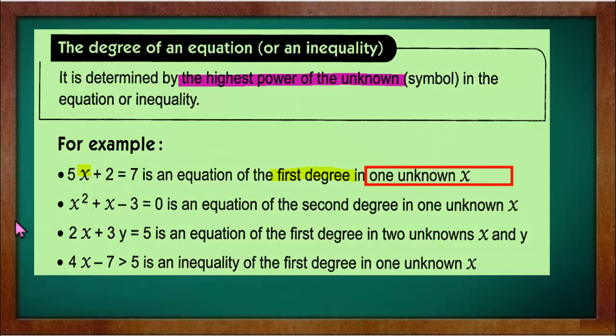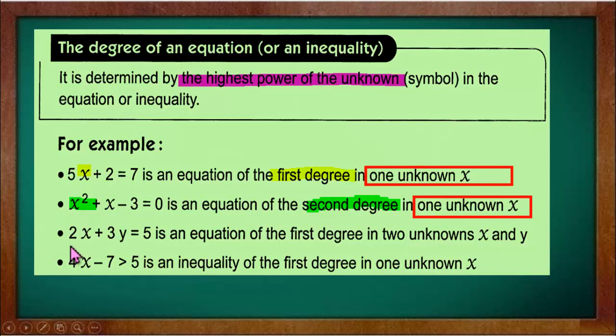What about the second one? x² + x - 3 = 0. What is the degree of this equation? First, what's my unknown? I have x to the power of 2 plus x. Which one of them has the highest power? Of course, x to the power of 2 has the highest power. So, this equation is of the second degree. And how many unknowns do I have? Although I have here x squared and x, at the end I have the variable x. So this is of one unknown, which is x.